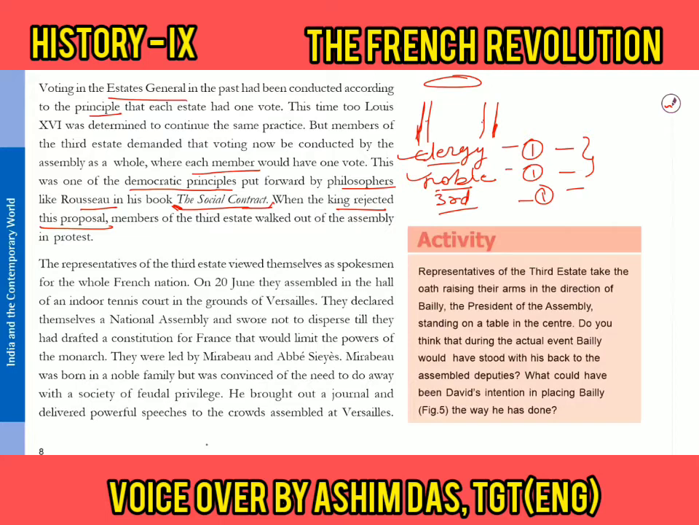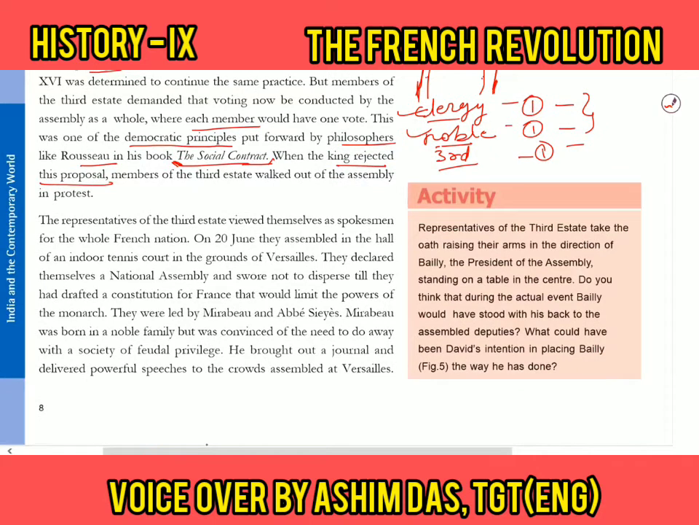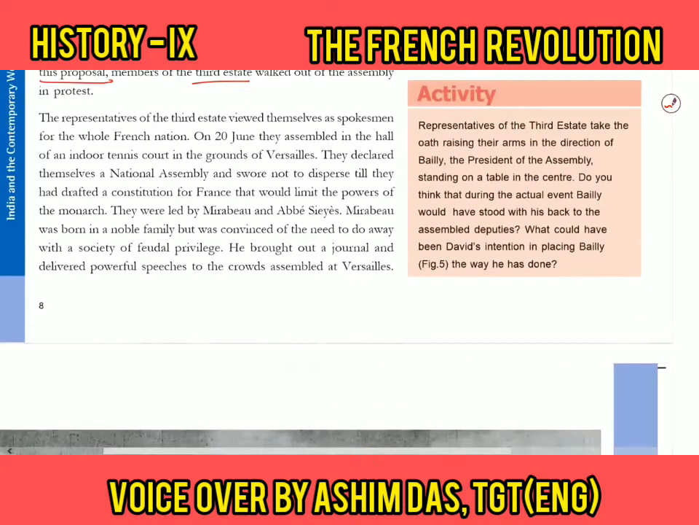So it was a great change, and now we come to know the representatives of the third estate viewed themselves as spokesmen for the whole French nation. Although the third estate comprised weaker people in comparison to the clergy and the nobility, they still viewed themselves as the spokesmen, the people who would voice the real voice of France.